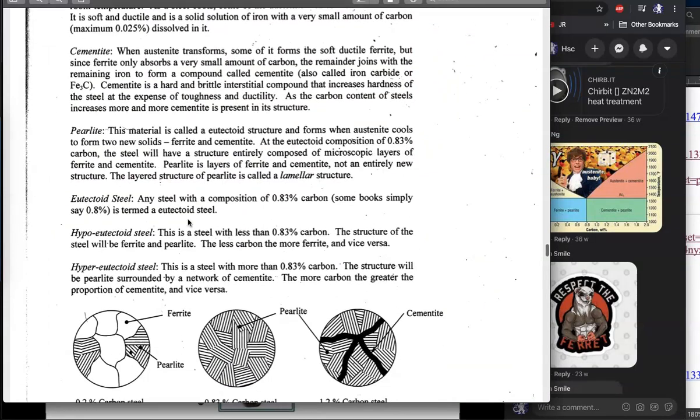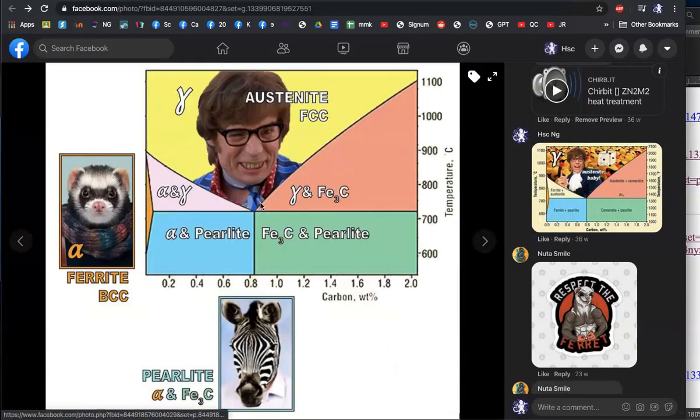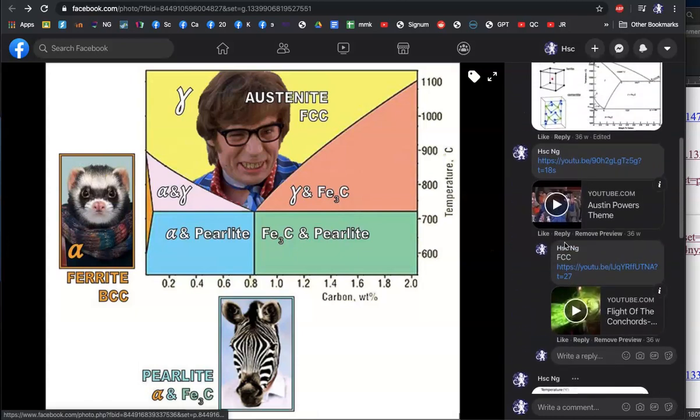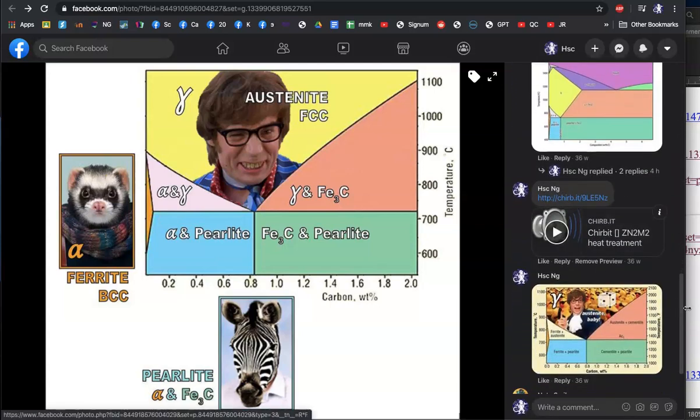Now, the thing that I want to talk about, I've just described what eutectoid means. Some books simply say 0.8. That's fine. Eutectoid is this point where we see this V. And we can refer to things as being hypo- or hypereutectoid. And how I like to remember that is, somewhere here I have a picture that I saved.